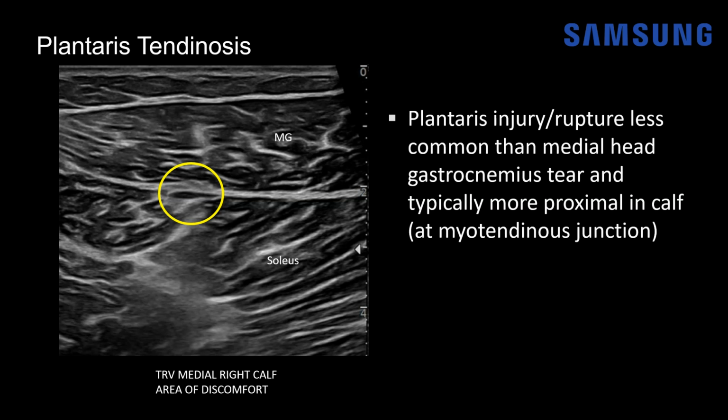So plantaris injury is less common than medial head of gastrocnemius tear, and typically occurs more proximally in the calf at that myotendinous junction. Remember, the muscle belly is at the level of the knee. Fluid between the medial gastrocnemius and soleus muscles could indicate a torn plantaris tendon, but if the torn tendon is not visualized, it's more likely just due to a medial gastrocnemius muscle tear or even a popliteal cyst rupture with fluid tracking between the muscle planes.